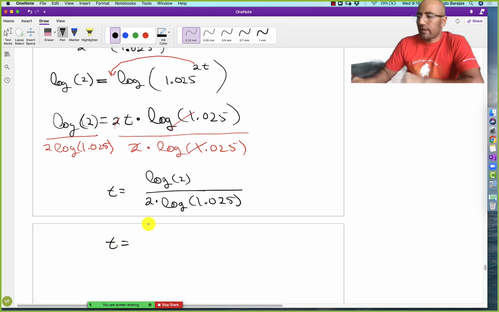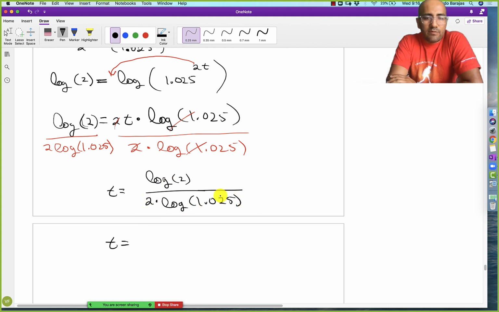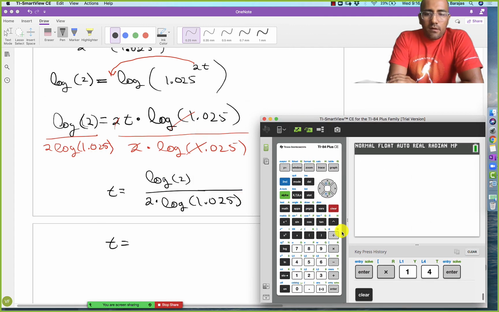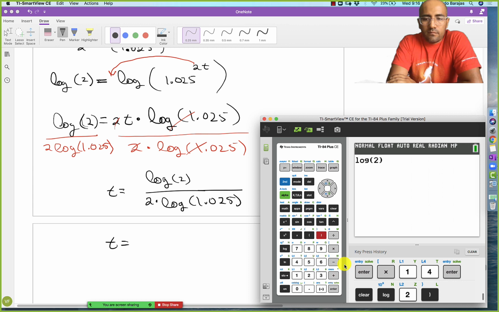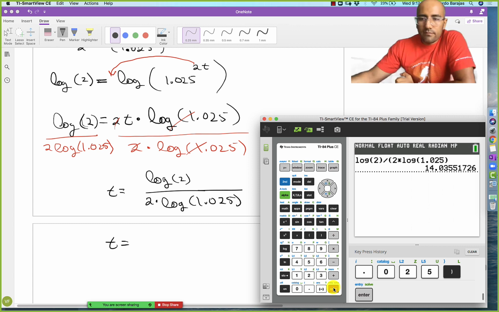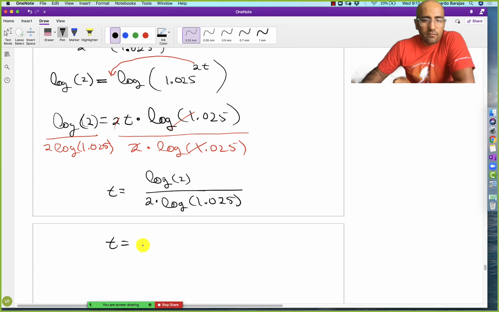Good. Okay, so now we get our calculator and check that. I guess I can also separate it as being times 1/2, the product of that division. Anyway, different ways for you to type it in. So log of 2 divided by, and then in parentheses I'm going to put 2 times log of 1.025. Close parentheses, and we get 14.03551, 14.03552.